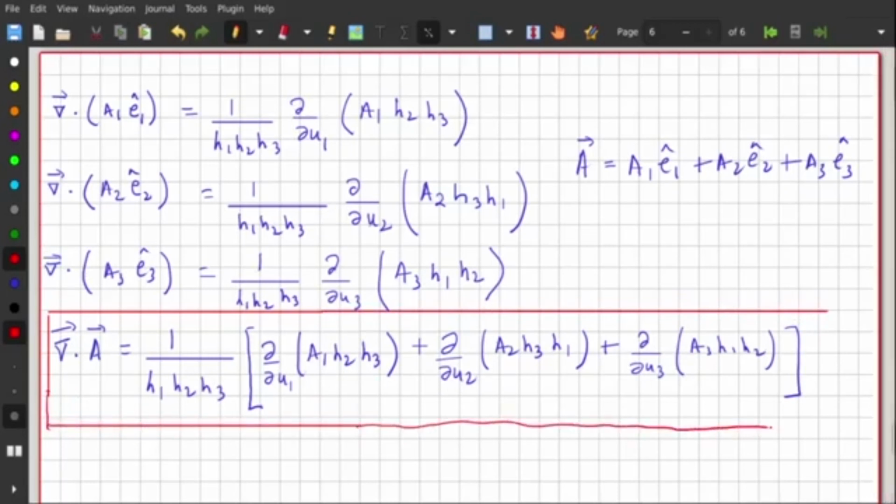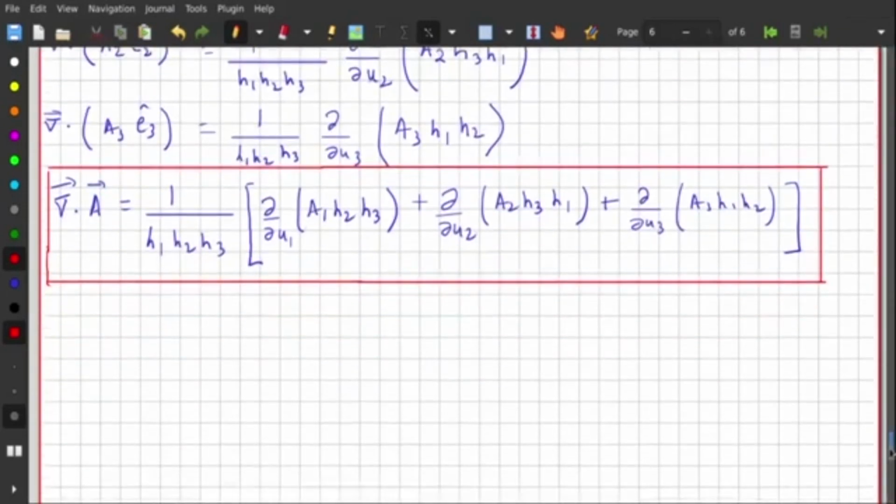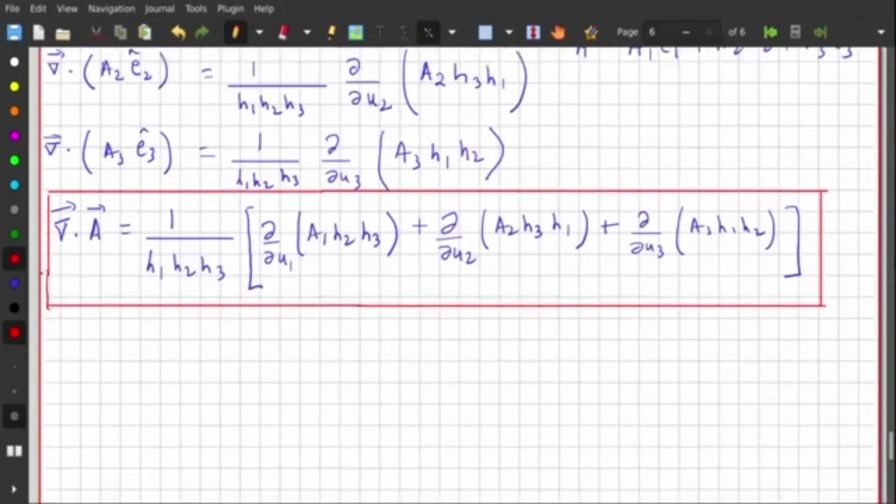Okay, so this is the expression that we were targeting, and this is a very general expression, as you'll see. We will use this expression for various coordinate systems to get the expressions for the divergence operator in the corresponding coordinate system.